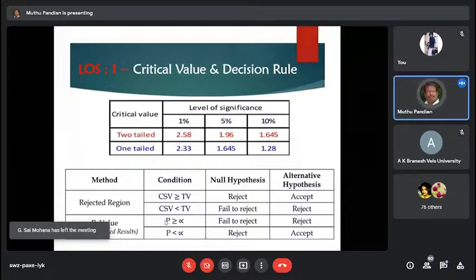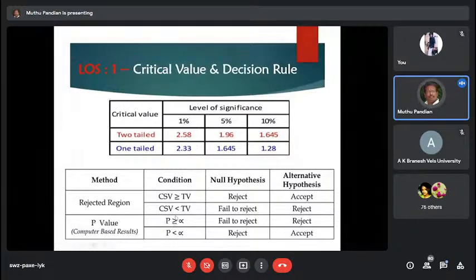Out of 100 people, 45 people are saying the Madurai to Thoothukudi travel time is not equal to 4 hours. Then what is my P value? The P value is 45, okay, 45%. What is our general error rate? 5% is our error rate. 5 is not greater than or equal to 45, that's why we are unable to reject the null hypothesis.